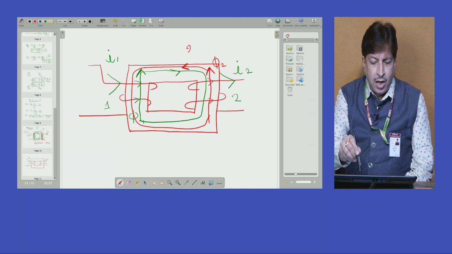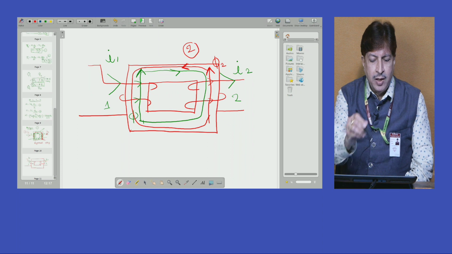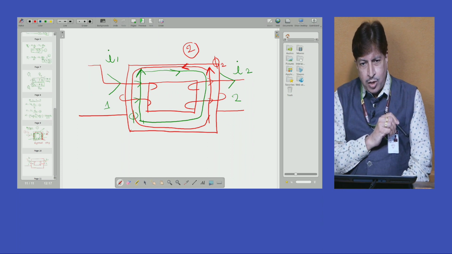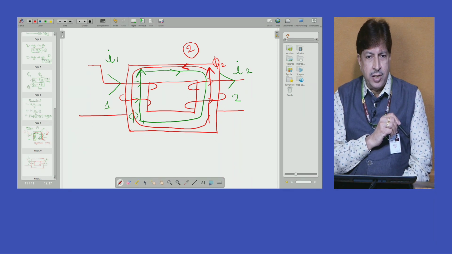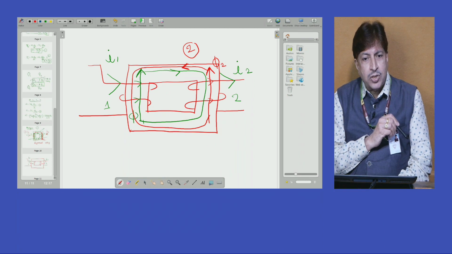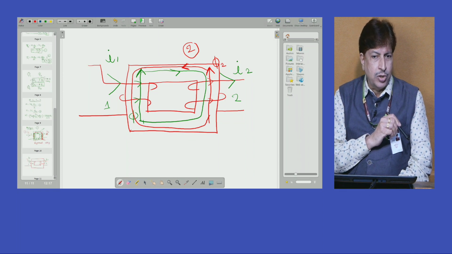Hence, the conclusion is, in a coupled circuit, there can be fluxes helping each other, and there can be fluxes opposing each other. This is the first basic concept you need to understand in the analysis of coupled circuits.